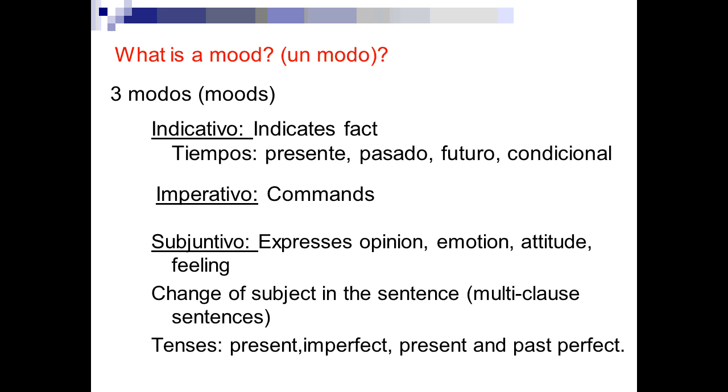The tenses in the subjunctive, there's only 4 tenses, really. So there's a lot less. You have the present subjunctive, which we're going to learn this year. The imperfect subjunctive, there is no preterite subjunctive. The present perfect and the past perfect. And this year we're going to learn the present and the present perfect subjunctive.